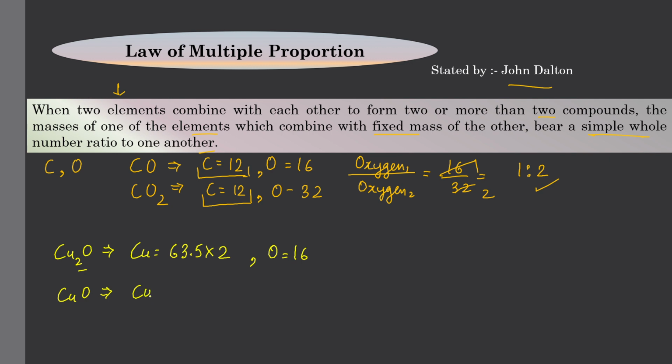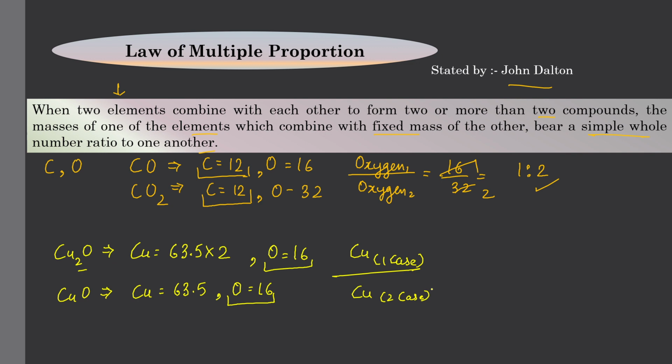In the second case, the mass of copper is 63.5 and that of oxygen is 16. Now you can clearly see the mass of oxygen in both cases is 16 and 16, which is fixed. We have to write down the copper in the first case and the copper in the second case.